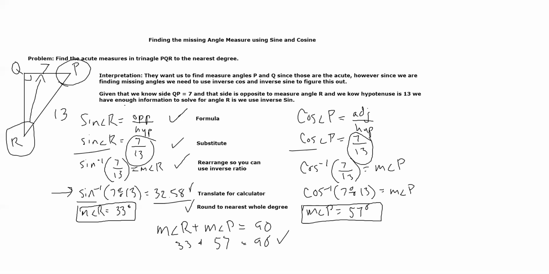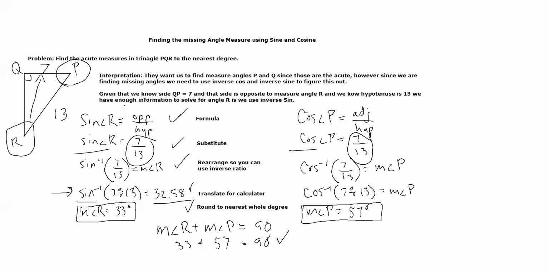Now, cos of P is equal to 7/13. We're going to want to use the inverse cos. So we're going to want to use cos of -1, parentheses, 7 divided by 13, is equal to measure angle P. Again, I'm translating for the calculator. This will be important next week, but you should start learning how to do it now. Cos of -1, open parentheses, 7 divided by 13, close parentheses, equals, and it should spit out roughly 57.13 or something, which I ended up rounding down to 57.